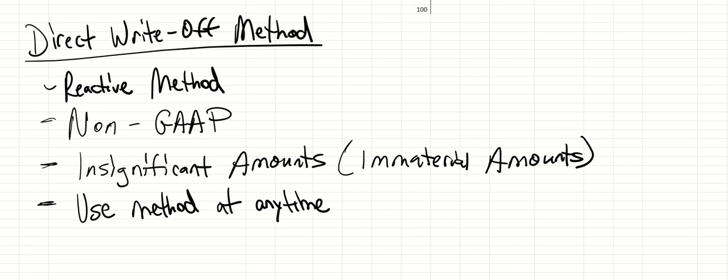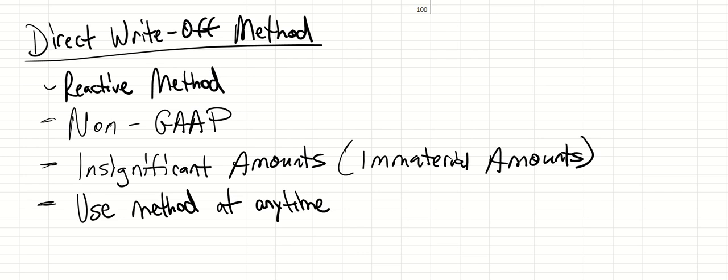So if you're using it at any time, let's say you make a sale on credit and it's for $100 and you record the revenue in the month of January. We can say that in March you realize you're not going to be able to collect on that receivable. And once you determine that, you will go ahead and use the direct write-off method to record the uncollectible. Now, once you do that, you are going to be recording it as an expense.